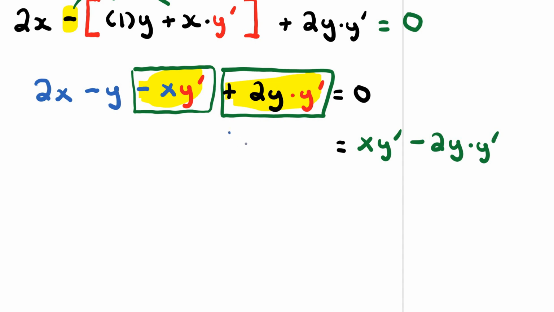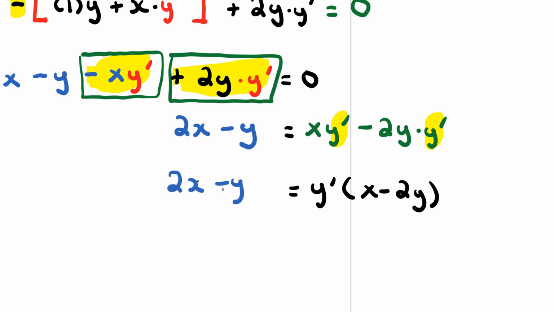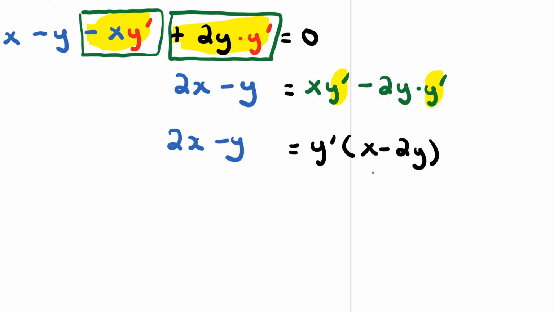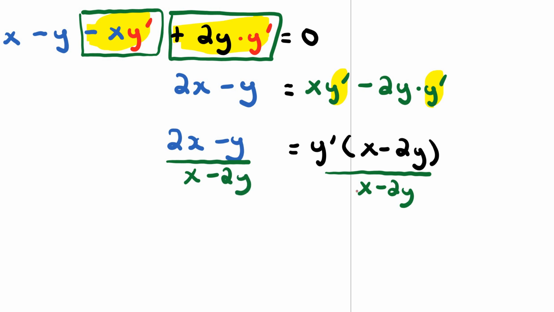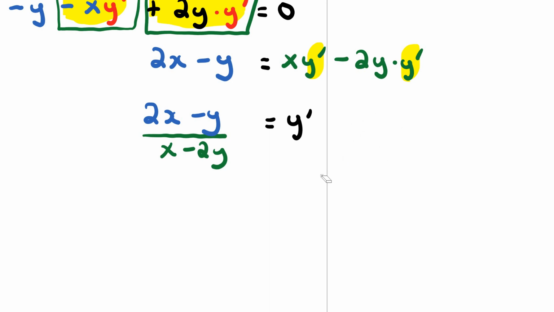And then I have just 2x minus y on the left-hand side. What I notice is that there's a y prime here and a y prime there. We're going to factor that out. So that's going to be y prime bracket x minus 2y. And then on the left-hand side, I just have 2x minus y. Then I can divide both sides by x minus 2y, and that cancels off, and there is our final answer for that particular question.